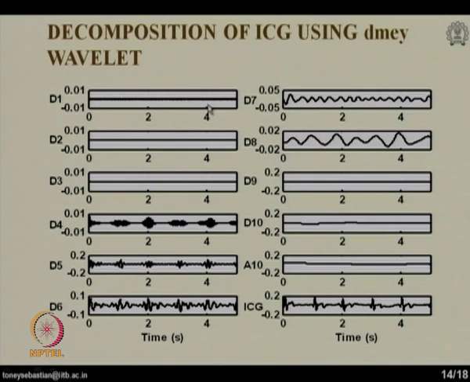So, in our denoising technique we will be basically adding the first 8 details and we will be removing D9, D10 and A10 for the artifact suppression. So, the artifact-free ICG signal is obtained by adding D1, D2, D3, D4, D5, D6, D7 and D8.